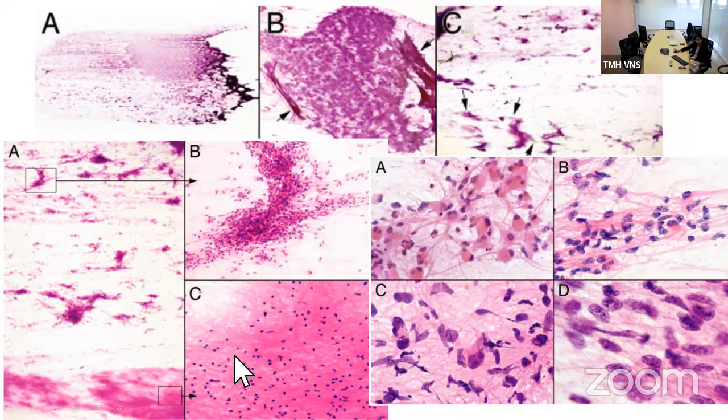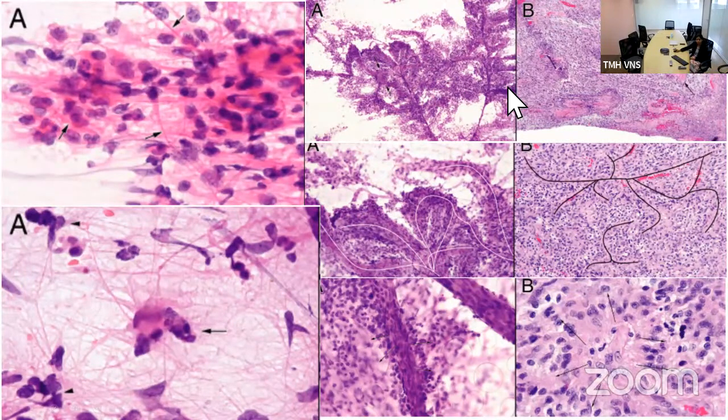This is just to compare with the normal brain, which was also present in the smear. We can see the difference between the normal and the abnormal. This is showing the microvascular proliferation, as I have already discussed. These are features of glioblastoma.